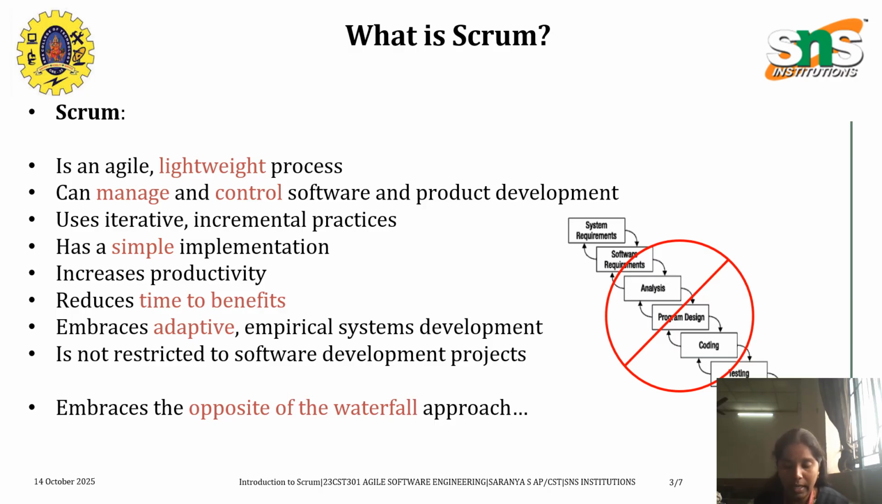Then how can we get started with Scrum? First you have to create a user story and then the product backlog. The collection of user stories is called the product backlog, which is the opposite of the waterfall approach. Then the main roles in Scrum are the product owner and the Scrum master.